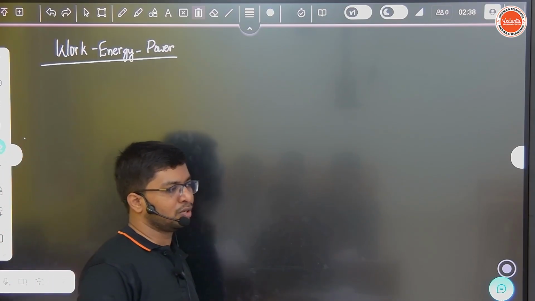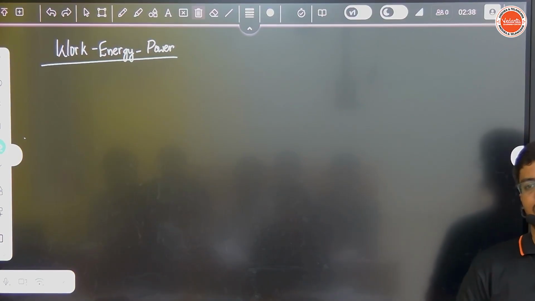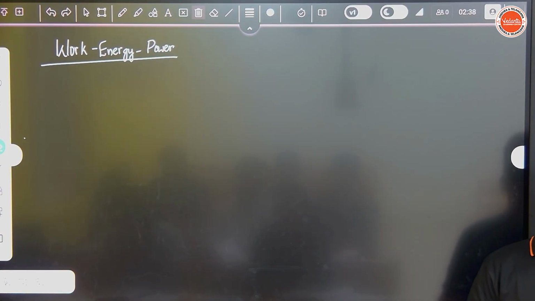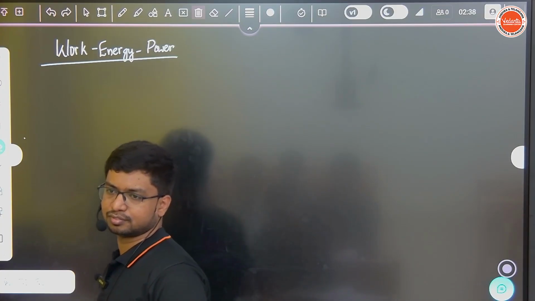Right. Then what are the other kinds of energies we have? Nuclear energy, right? Nuclear energy. Then what else? What else?